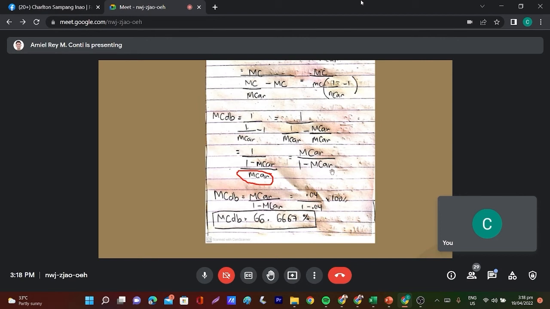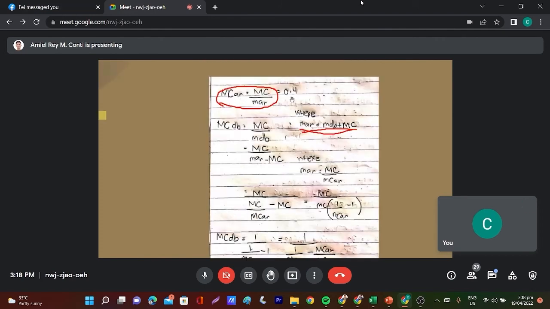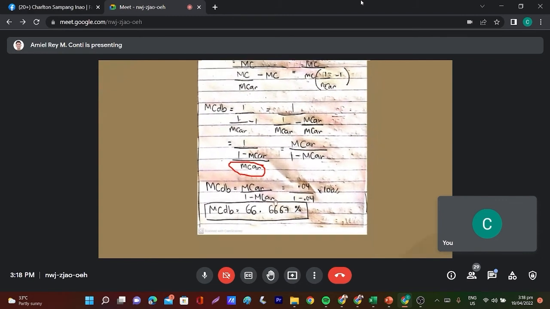Ngayon, dito equal yung moisture content dry basis. Ngayon, may value tayo ng moisture content as received, which is 0.04. Pwede natin i-substitute, ipasok yung 0.04 para to get the moisture content dry basis: 0.04 over 1 minus 0.04 times 100% equal po siya sa 4.1667%. Nakuha na po natin yung moisture content dry basis.